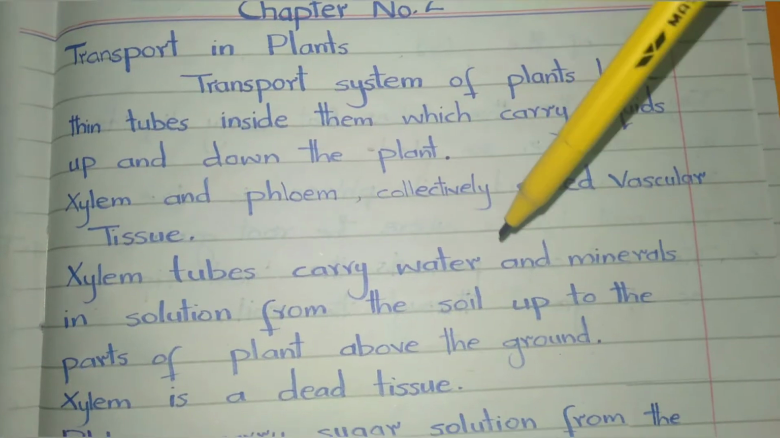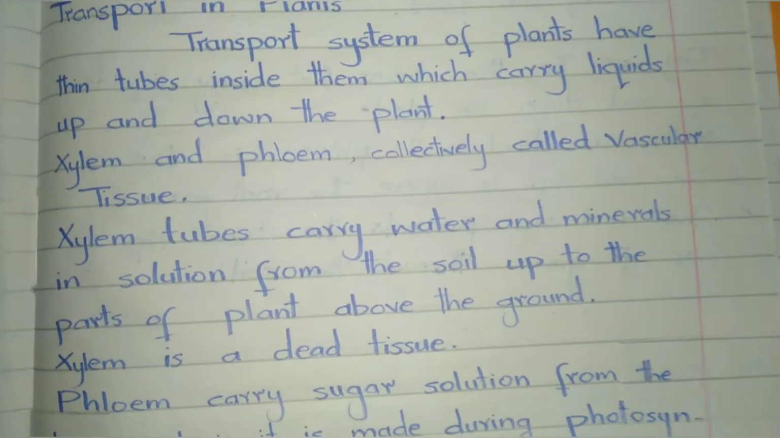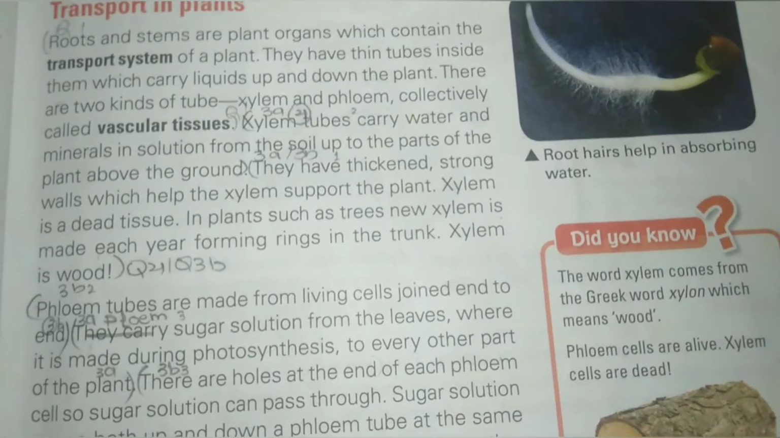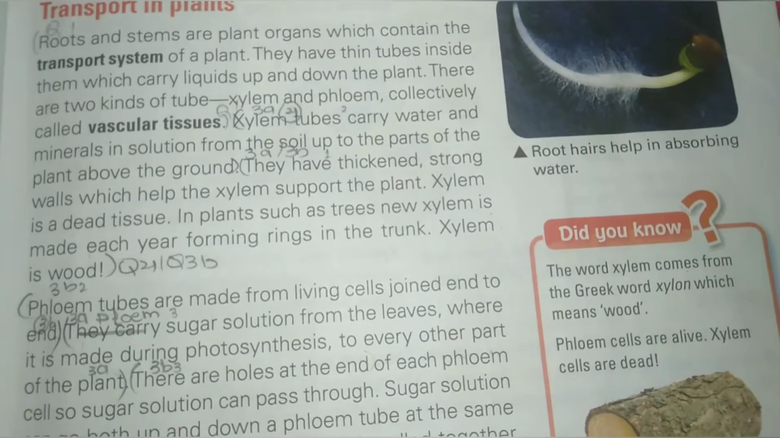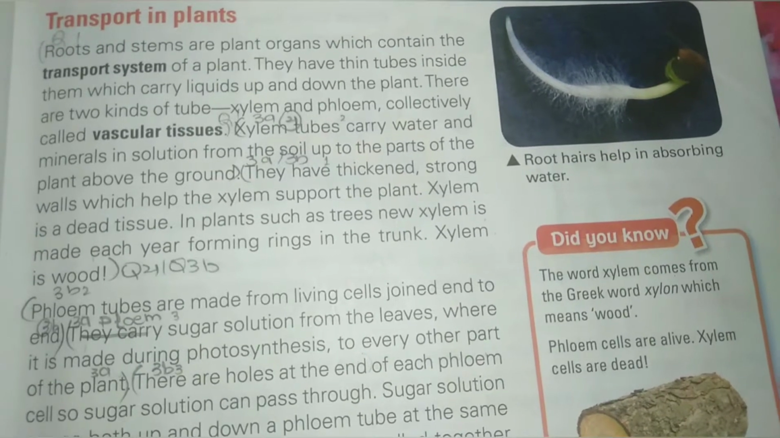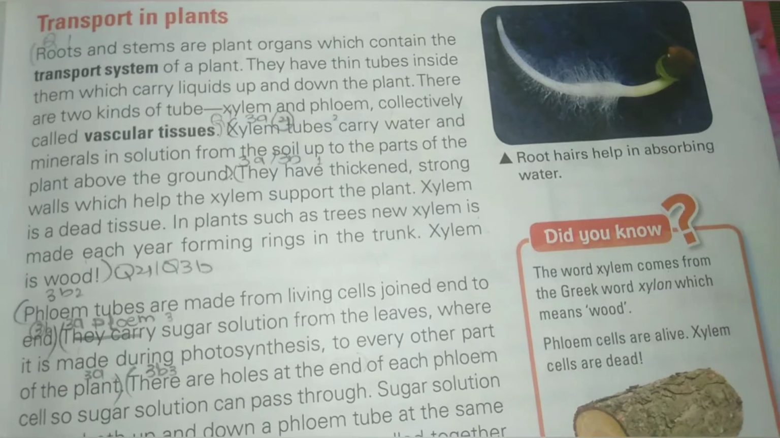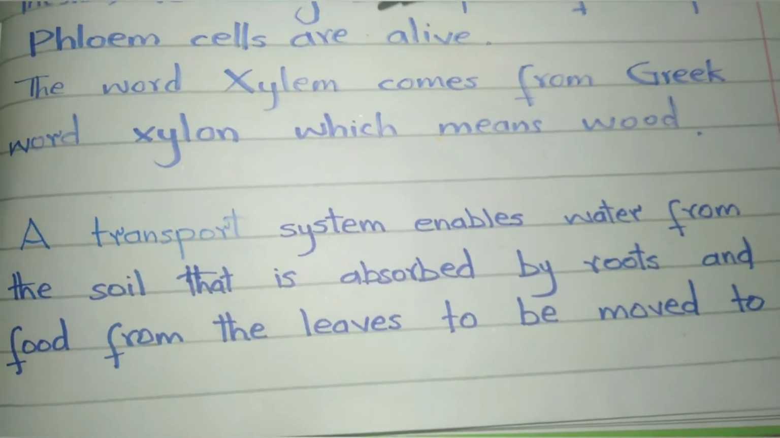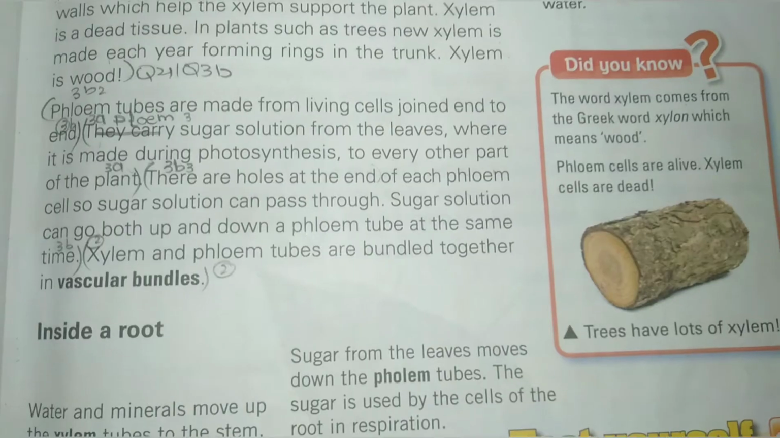Xylem tubes carry water and minerals in solution form from the soil up to the parts of the plant above the ground. Xylem has thickened, strong walls which help the xylem to support the plant. Xylem is a dead tissue in plants such as tree. New xylem is made each year, forming a ring in the trunk. Xylem is wood. The word xylem comes from the Greek word xylon, which means wood.